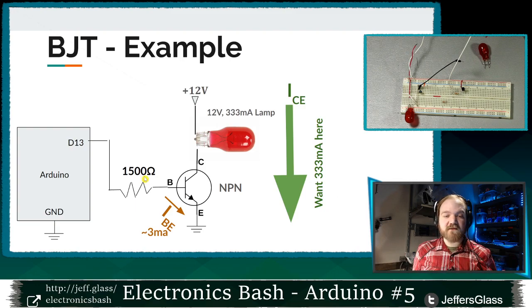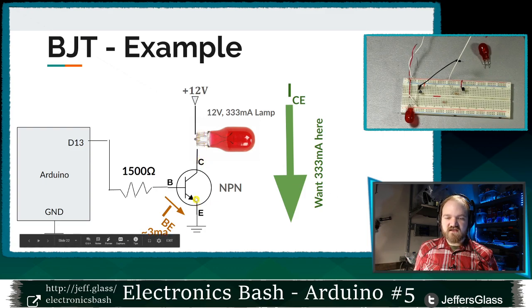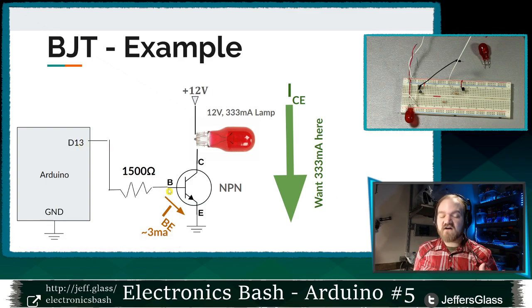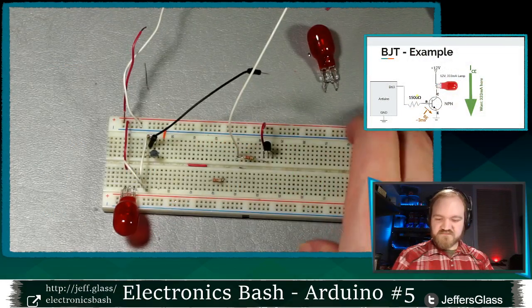So this is the circuit that I'm going to wire up here on the breadboard. I've got my 12 volts applied to one side of my lamp. The other side of my lamp is connected to the collector of the transistor. The emitter of the transistor is grounded, and I have a 1500 ohm resistor between digital pin 13 and the base of the transistor. Digital pin 13 is just an arbitrary choice, could be any digital pin, but that's going to let us use a bit of code I wrote earlier to test this out. So let's go to the table and get this wired up.